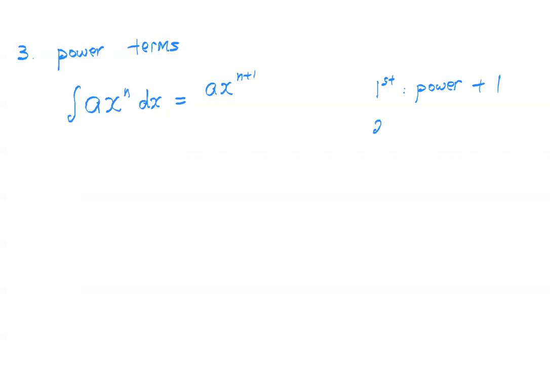Second step, divide by the new power, that is n plus 1, plus c. Got it? That is called a power term.